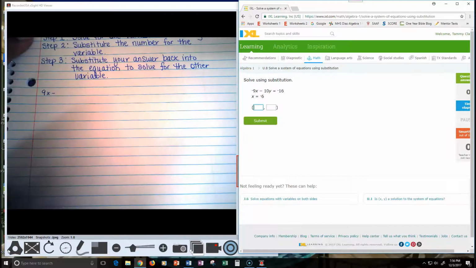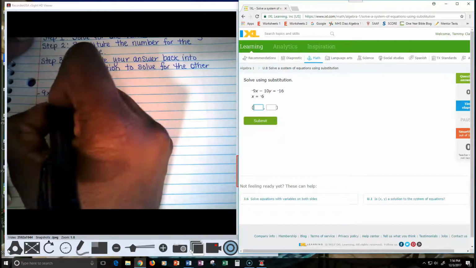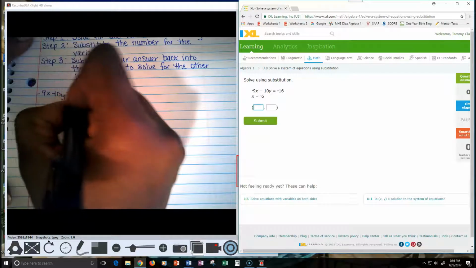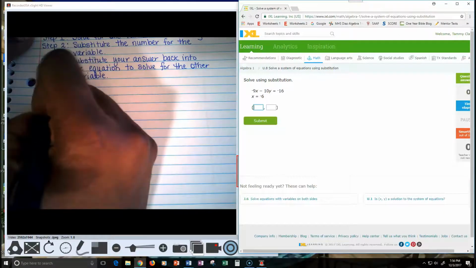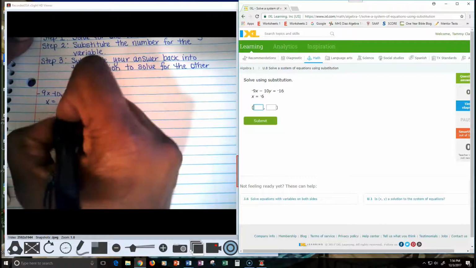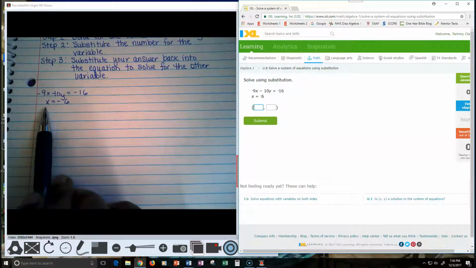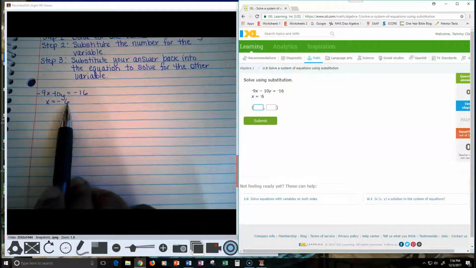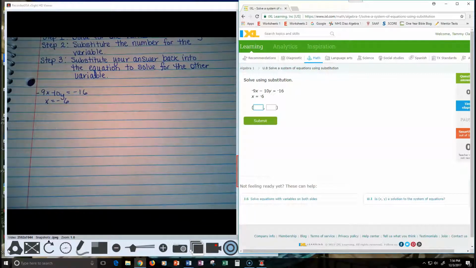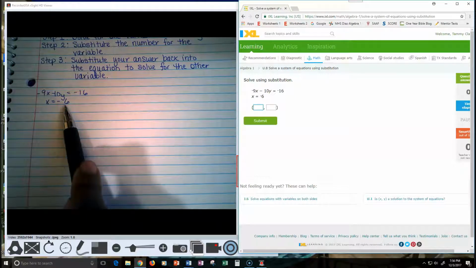Here we have negative 9x minus 10y is equal to negative 16, and we know that x is equal to negative 6. Well, we already have the variable alone, so we don't have to do step 1. We are now going to complete step 2. I know what x is. It is negative 6. So in place of x, I am going to put in negative 6.